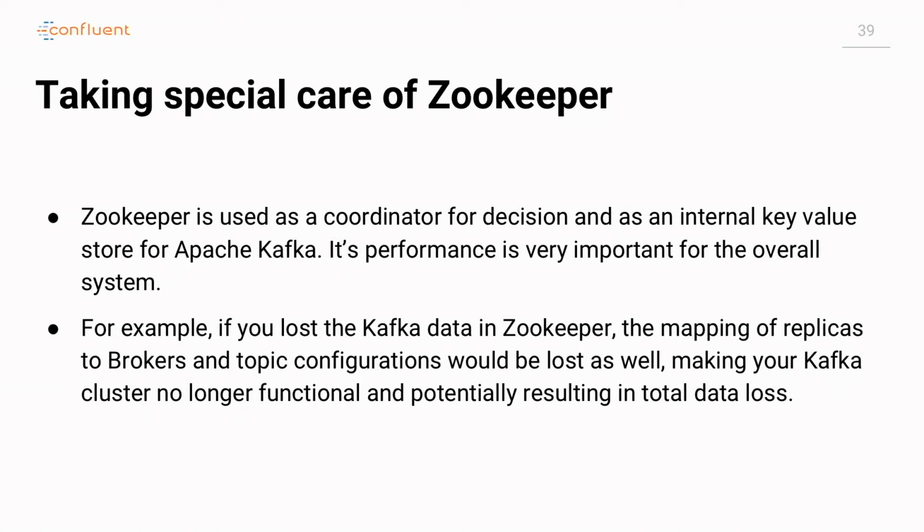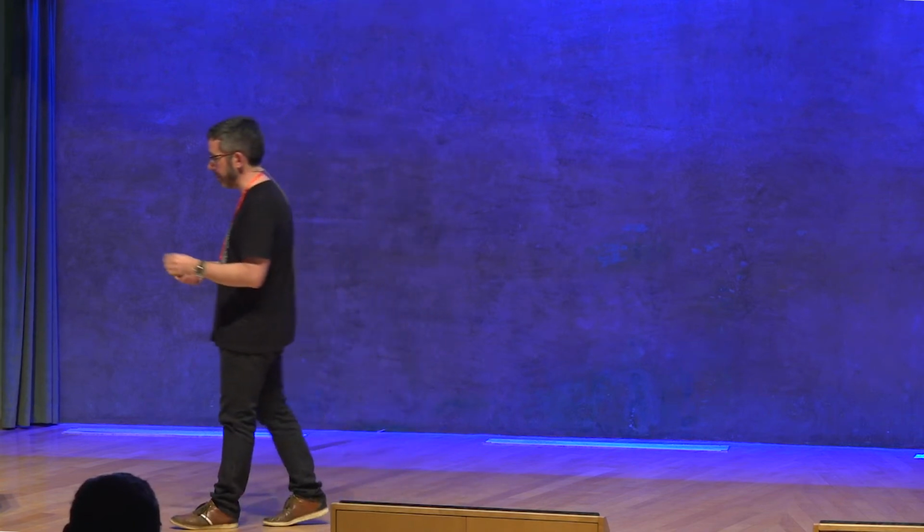We all love Zookeeper, or not. Zookeeper is the coordinator. It's the housekeeper of the Kafka cluster. It is also used as an internal key-value store for Kafka. What this means is that Kafka is storing there, for example, the mapping between partitions and brokers, who is the leader, some configurations, etc. If you lose Zookeeper completely, your Kafka cluster will not recover.